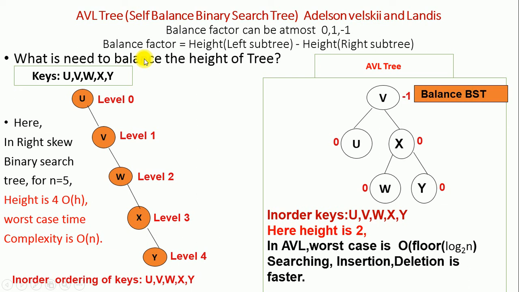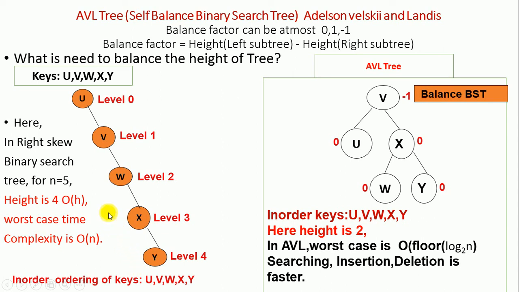If you see, this is a right skew binary search tree, and if you want to find key y, you will start the search from the root node towards the right subtree, and at the last level you will find y. So here the time complexity is order of n, where n is the number of keys, and here the number of keys is 5. So this is the worst case time complexity of a binary search tree.